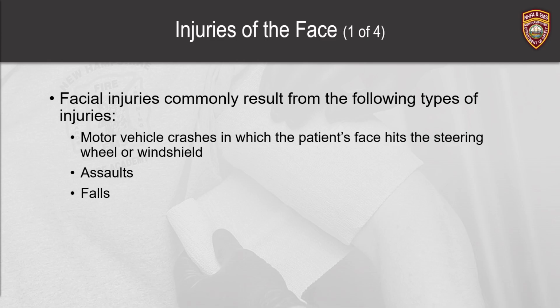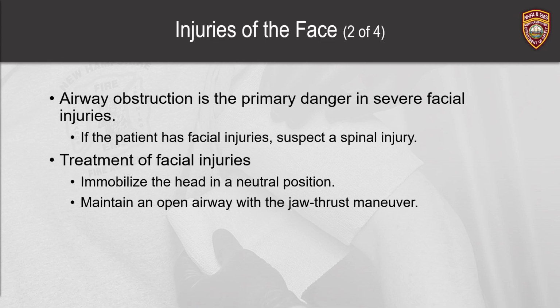Facial injuries can result from a variety of different things, and they usually bleed profusely, and they give you some evidence as to the mechanism of injury. So for example, if you come to a motor vehicle collision and you don't see an airbag, but they have lacerations to their face, then you're concerned that they hit their face either on the steering wheel or the windshield or something else. We can also see this with assaults, falls, a variety of different injuries. Airway obstruction is the primary danger in severe facial injuries. So when we see damage to the face and the facial bones, sometimes these bones can collapse.